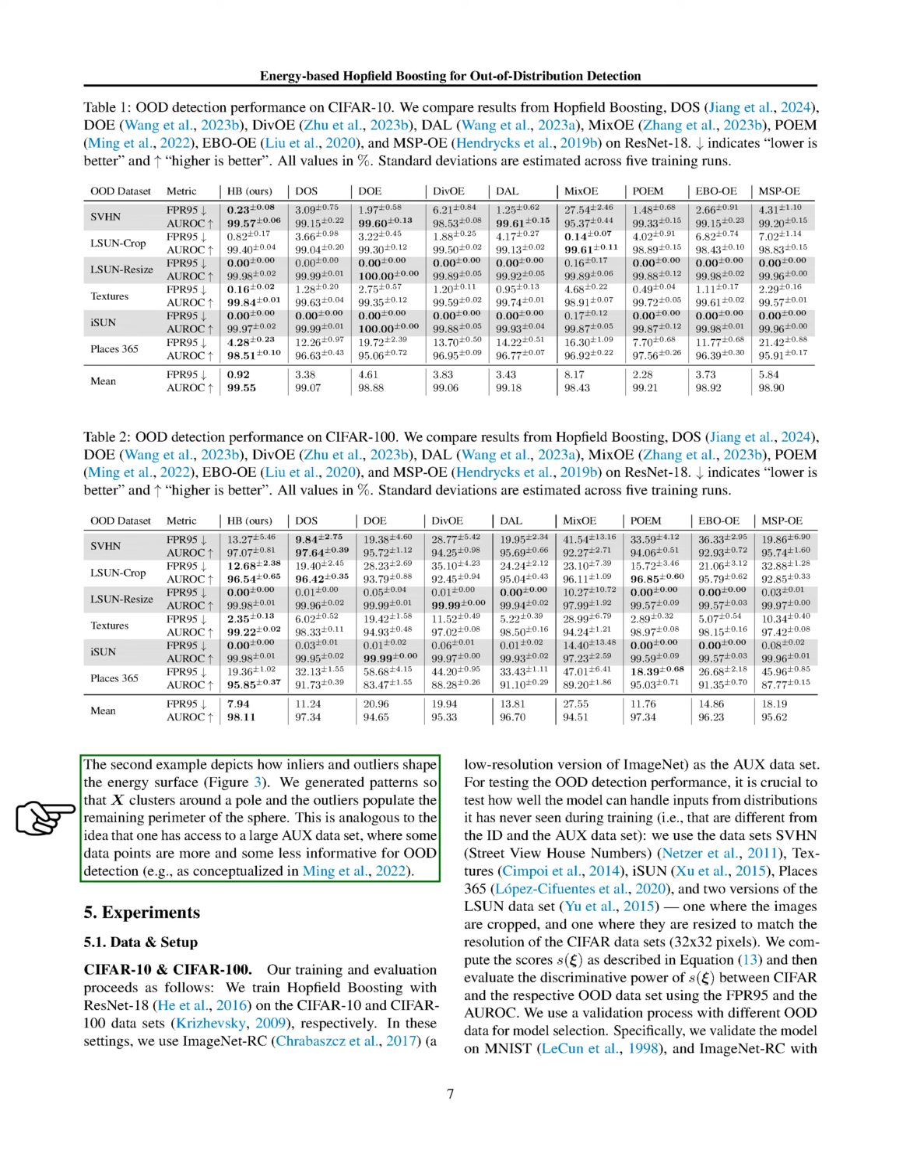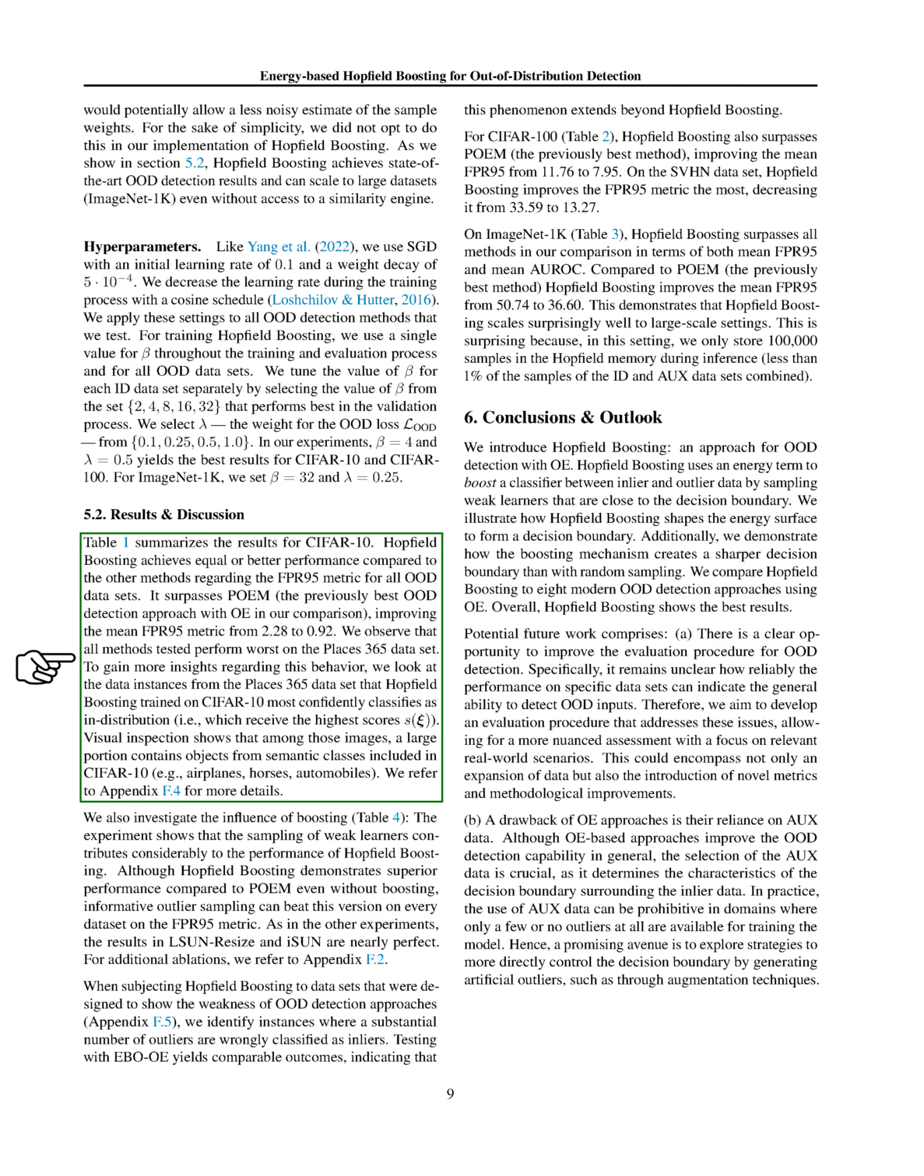Hopfield Boosting achieved state-of-the-art OOD detection results without the need for a similarity engine, even on large datasets like ImageNet-1K. We used SGD with specific hyperparameters and tuned the values of beta and lambda for each dataset separately to optimize performance. In our results, Hopfield Boosting showed equal or better performance compared to other methods, particularly excelling in the FPR95 metric for all OOD datasets. It outperformed POEM, the previous best OE method, across various datasets.